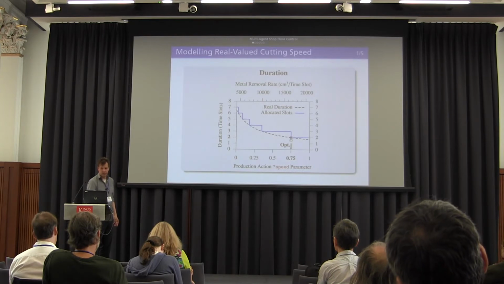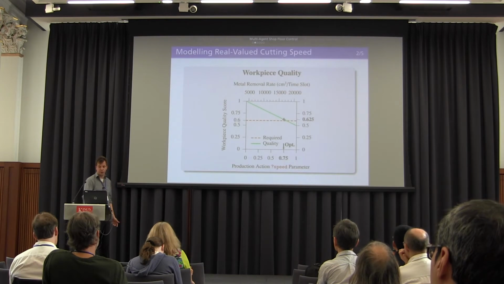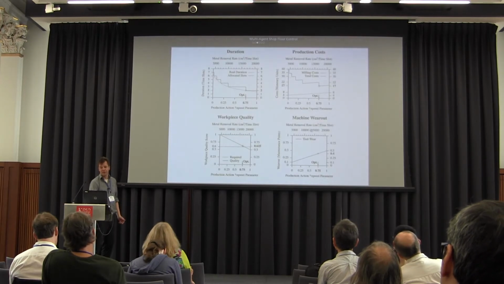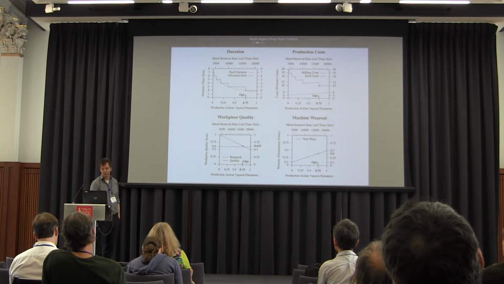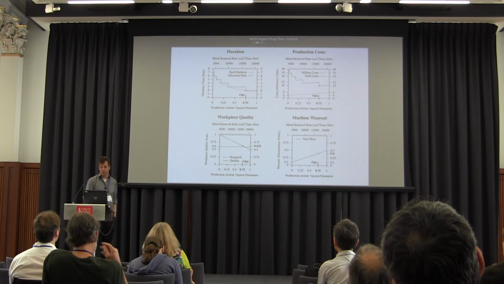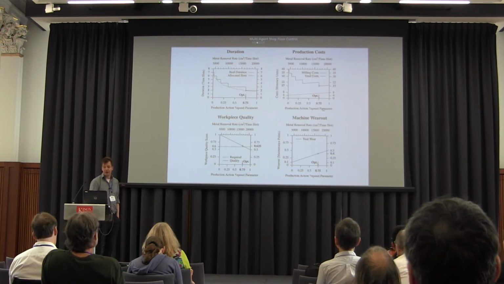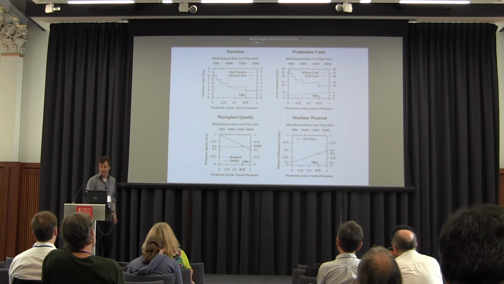And it's not only the duration which counts, the quality of the workpiece also depends on the speed at which you produce it. It's not only quality, production costs also depend on the speed of production. Machine wear-out is also something we should be aware of, that the machine may break, and you have to optimize all of them in one go. They are somehow dependent. So this is planning with key performance indicators.